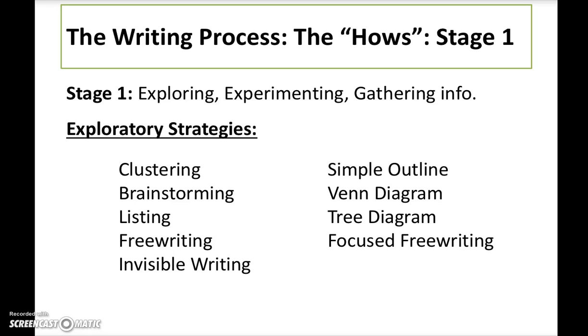Now that we've reviewed the whats of stage one, let's talk about the hows. Most specifically, how does one actually explore an experiment? What does it look like? In order to complete stage one, there are a number of idea-generating strategies you can implement. A partial list can be found on this slide, and we will review what each strategy is in case you're not familiar on the next few slides. We'll start with clustering.